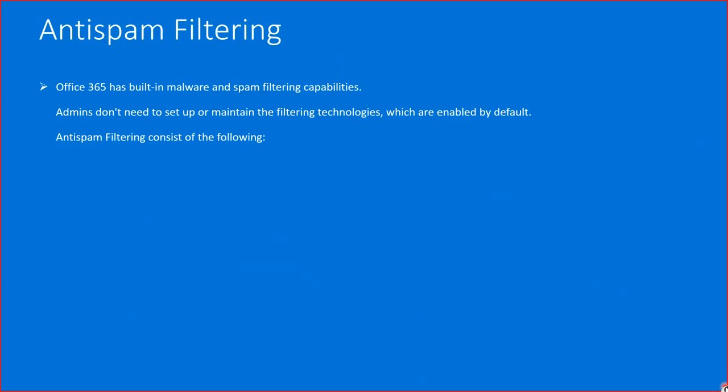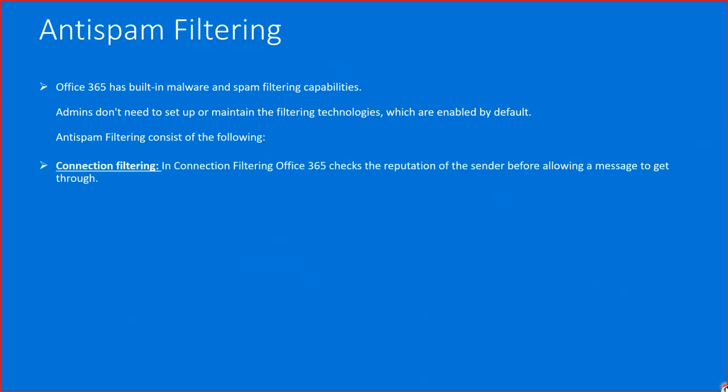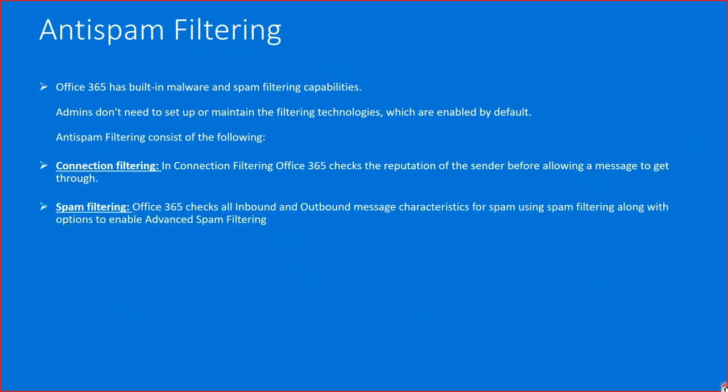Let's look at the anti-spam and anti-malware filtering. So Office 365 has built-in malware and spam filtering capabilities. Admins do not have to take any additional step to configure these. These are enabled by default. Anti-spam filtering has multiple components in it. So one of those is connection filtering. Connection filtering is where, when we receive emails from an external host, we try to check the reputation of the sender, the sending IP, and make decisions of that sort.